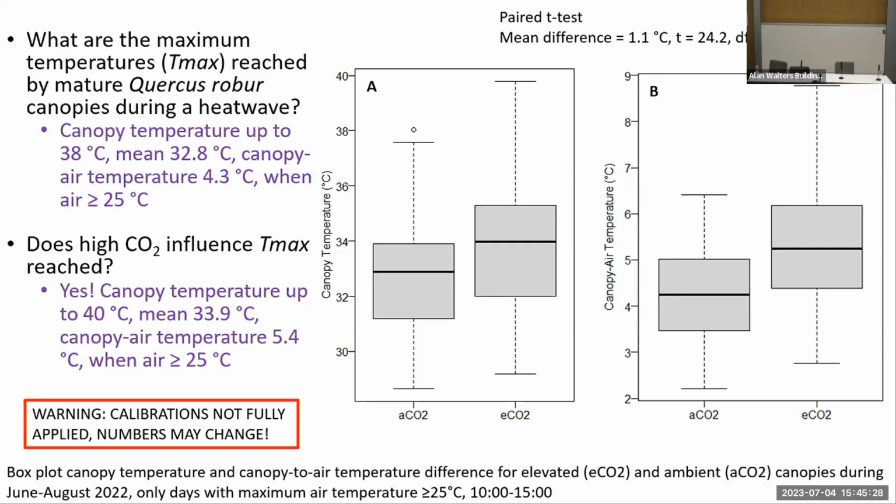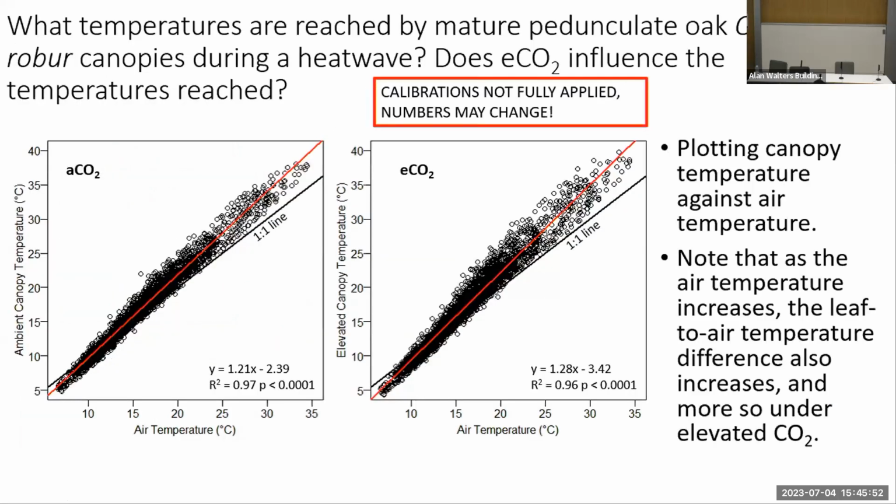Now, in the elevated patches, canopy temperature was up to a maximum of about 40 degrees. The mean for that period, the 2022 season, was 33.9 degrees, with a canopy to air temperature difference of about 5.4 degrees. Moving forward, we also realized that canopy temperature increased with air temperature, and this was much more seen in the elevated patches as well.